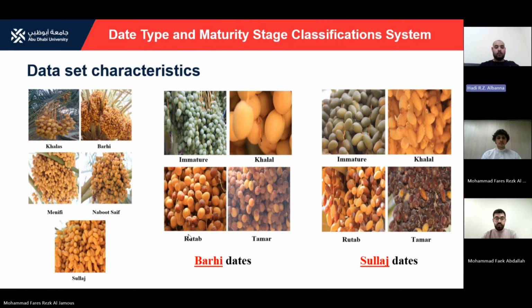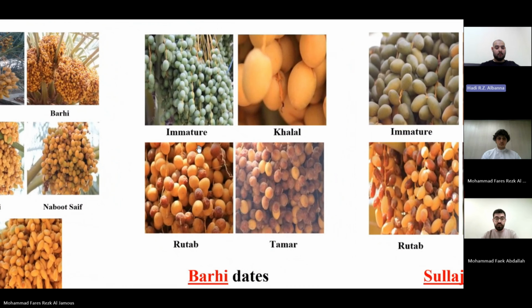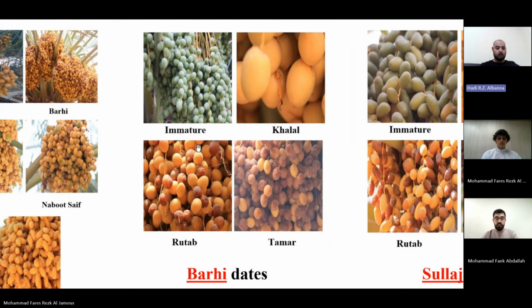Now, following up on what my colleague Faris has said about the dataset, here are the characteristics of the dataset. On the far left, you can see the different types of dates that we could expect in the farms: Khalas, Barhi, Meneifi, Bu Safra, and the last one, Sulaj. As you can see here, these are the different maturity stages that a date can go through. For example, we have Barhi, where we have immature, Khalal, Rutab, and Tamar.